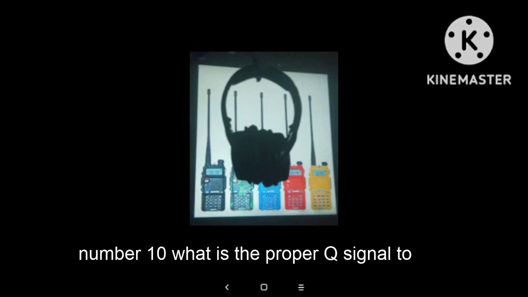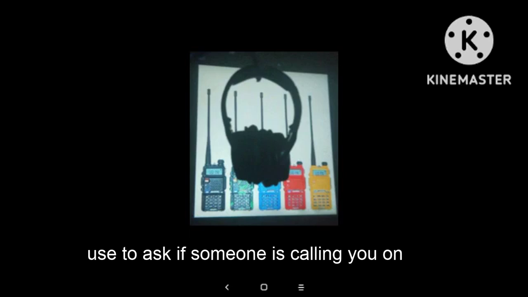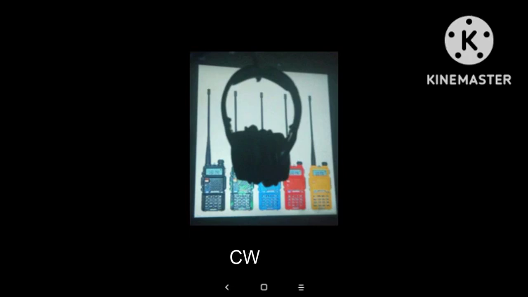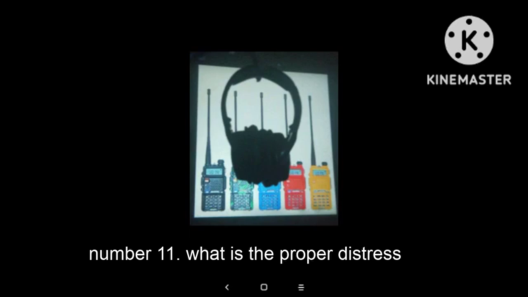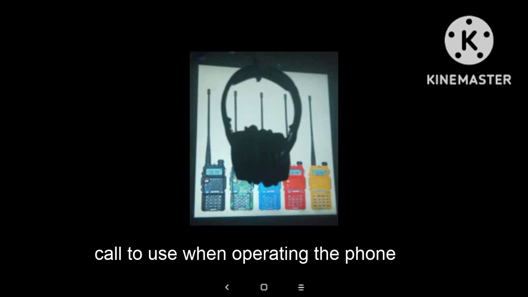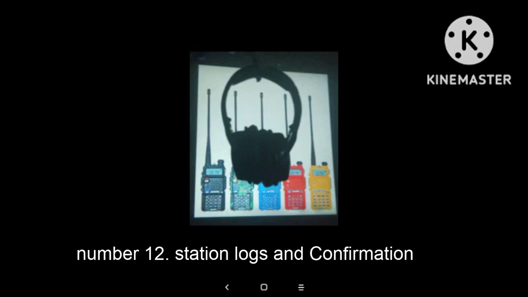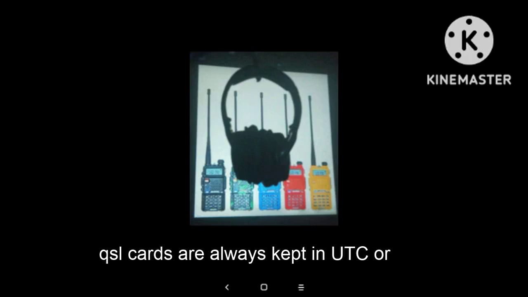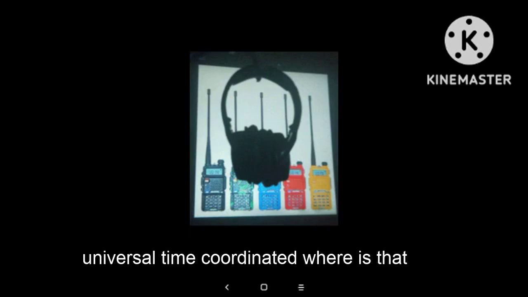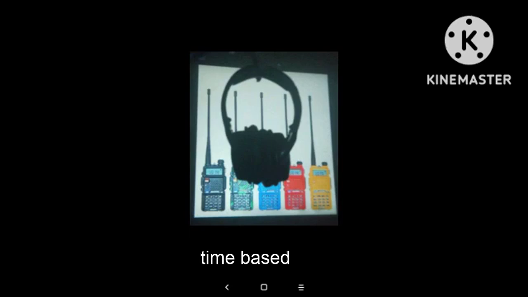Number 10. What is the proper Q signal to use to ask if someone is calling you on CW? QRZ. Number 11. What is the proper distress call to use when operating the phone? Say Mayday several times. Number 12. Station logs and confirmation QSL cards are always kept in UTC, or Universal Time Coordinated. Where is that time based? Greenwich, England.